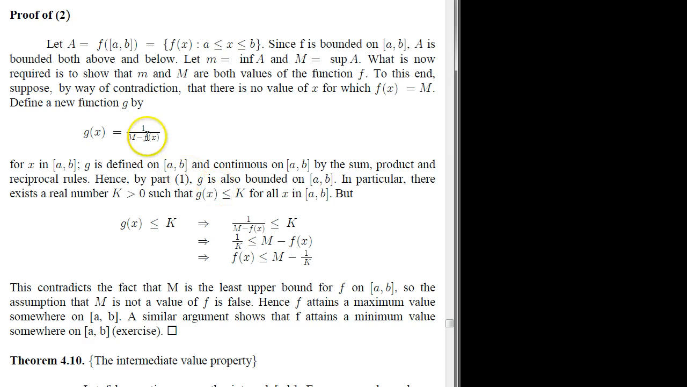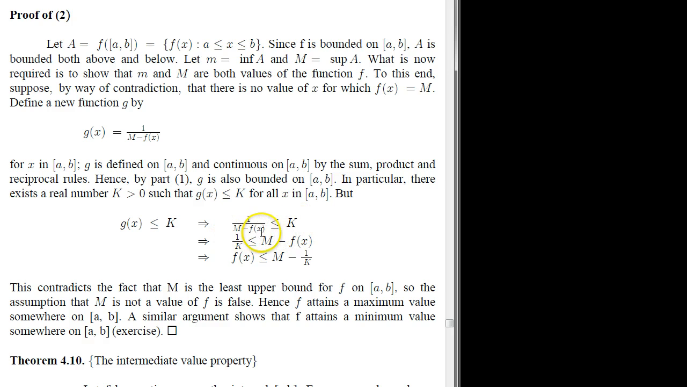So g is a continuous function defined on [a, b], and as such by part 1, g must also be bounded on [a, b]. So there exists a real number k greater than 0 such that g(x) is less than or equal to k for all x in [a, b]. So what does that mean then? Well, let's have a look. g(x) can be replaced by this. It's less than or equal to k.